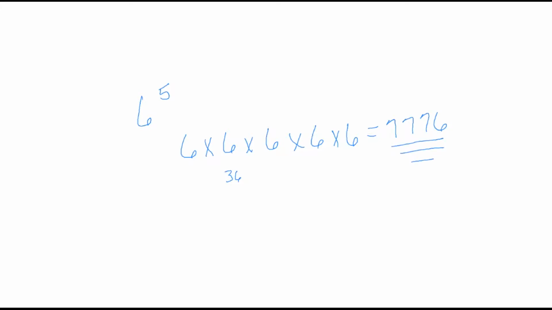Just looking at it, if you don't have your mind in the right place, sometimes you might just hit 6 times 5. But remember, when it's the little number in the top right side of the bigger number, you're multiplying the number by itself 5 times, or whatever number that is. Any questions about powers?